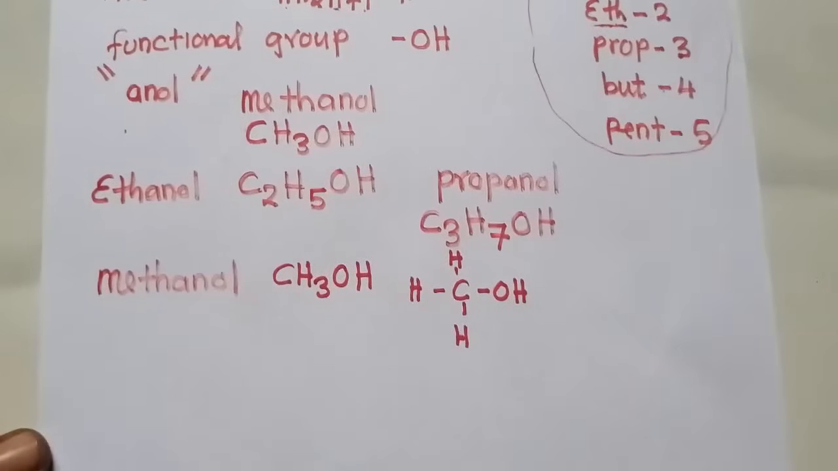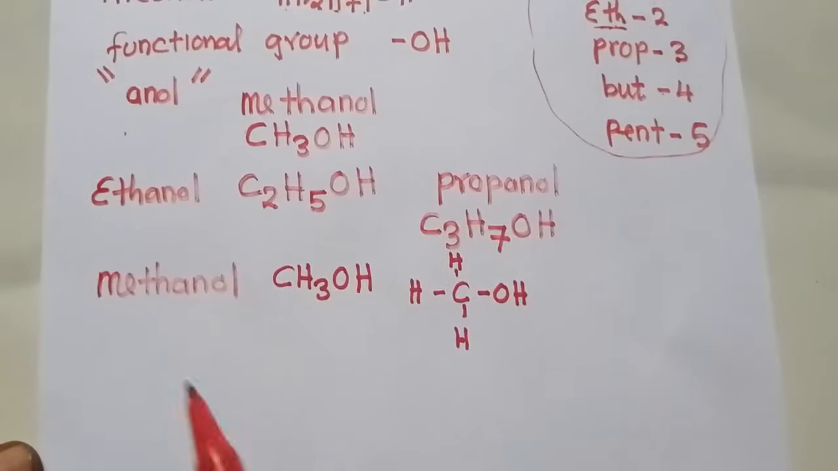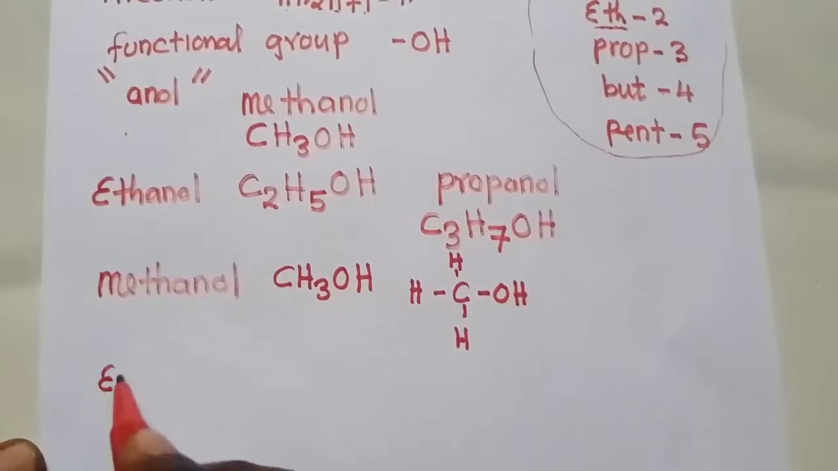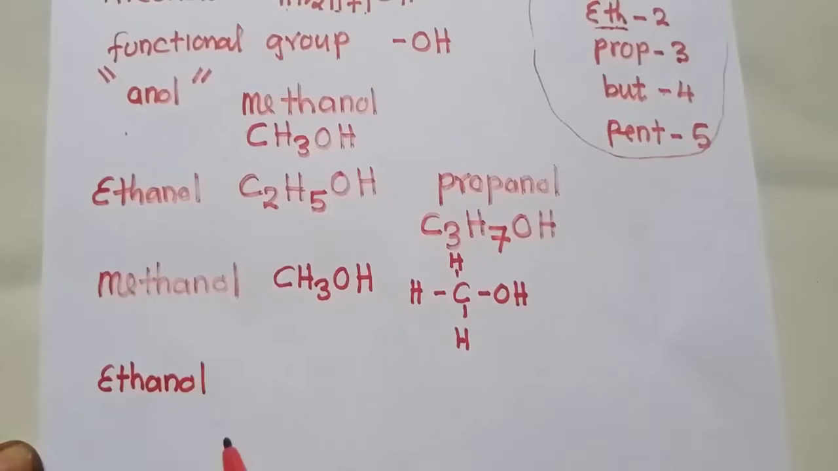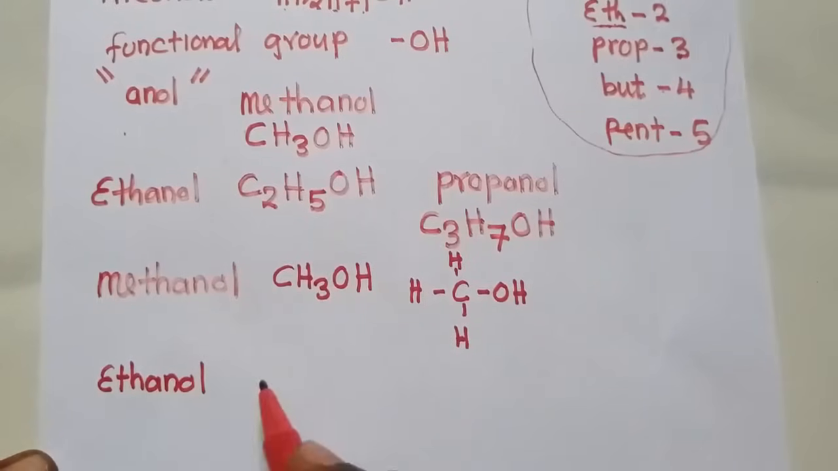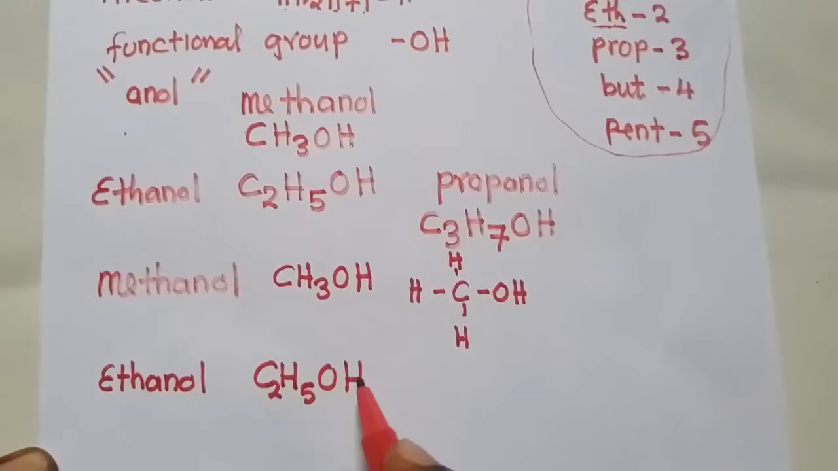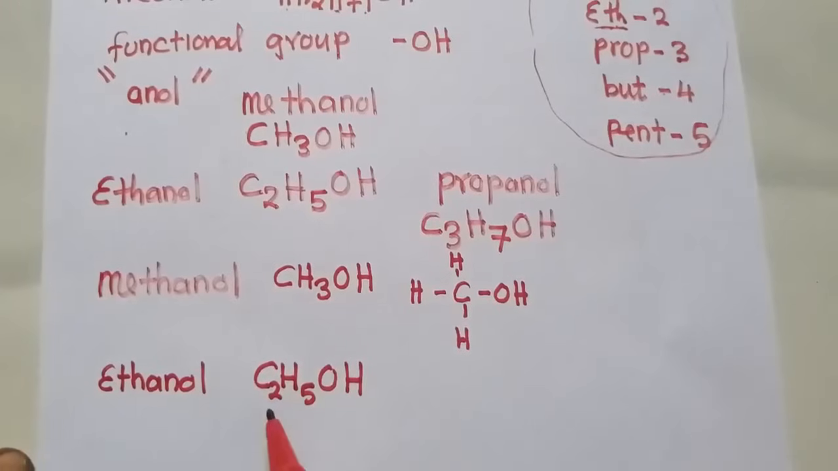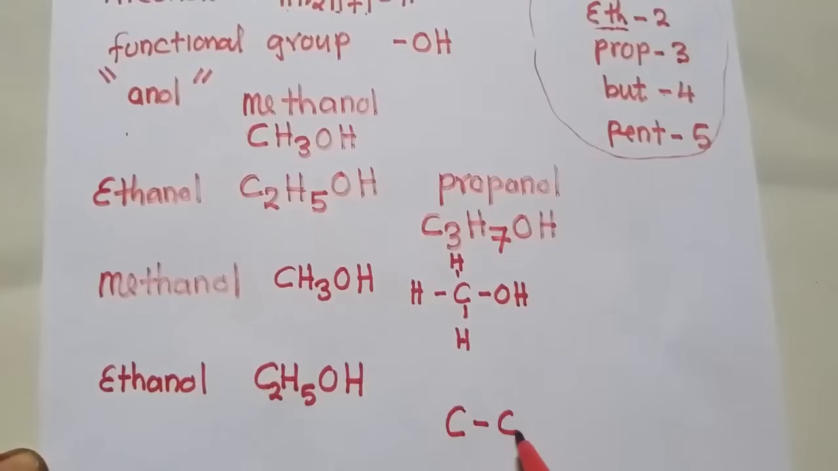So the second one that we did was ethanol. So I move to ethanol. The chemical formula for ethanol is C2H5OH. This means that I'm having two carbons surrounded by five hydrogens. So two carbons, I'm going to do this. These two carbons surrounded by five hydrogens.